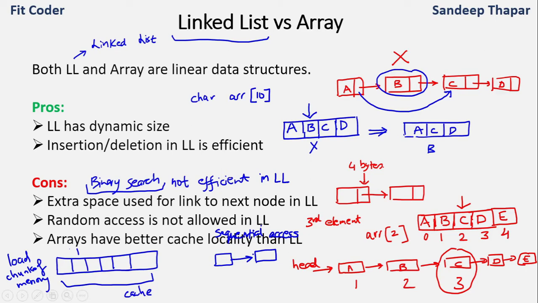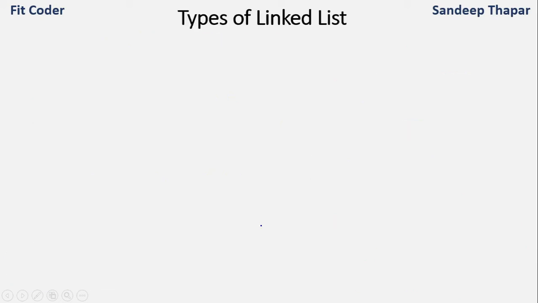So depending on the use case of the problem that you're trying to solve, we need to choose the proper data structure. Now let's see what are the different types of linked list.